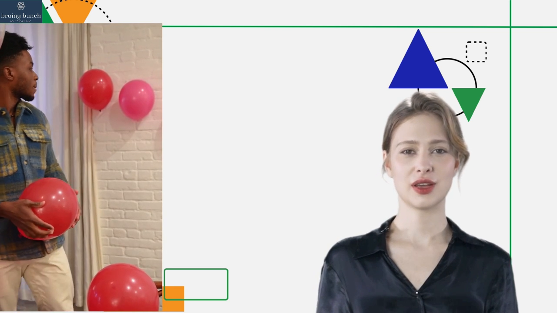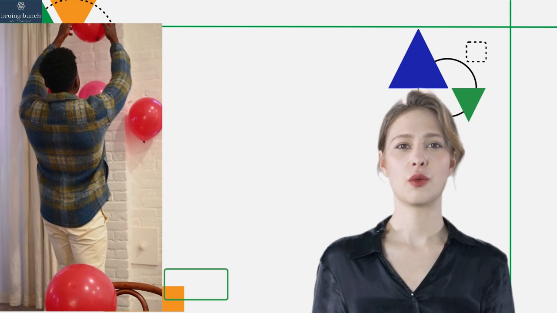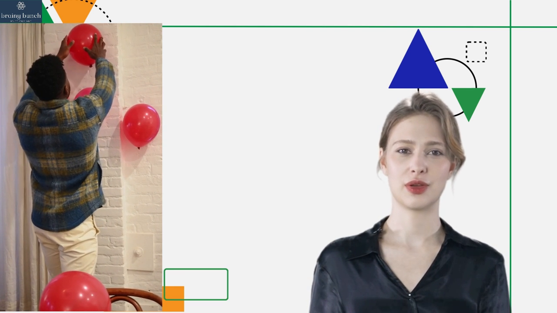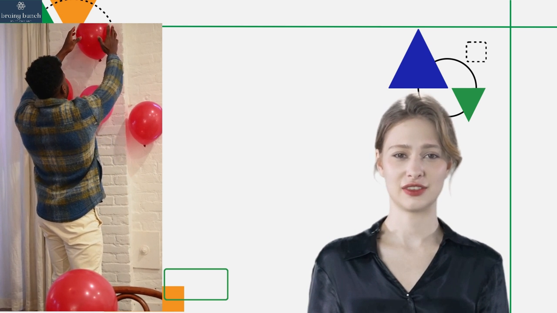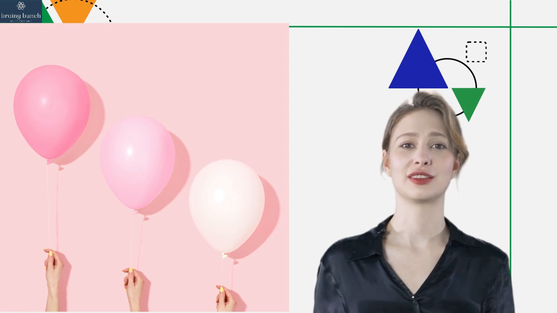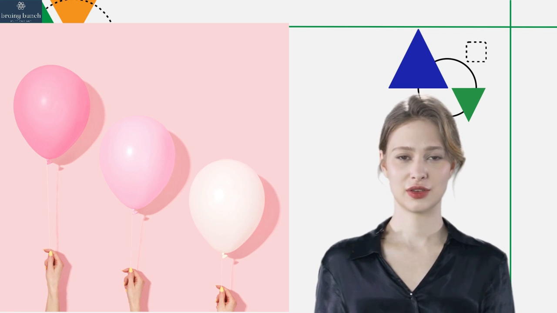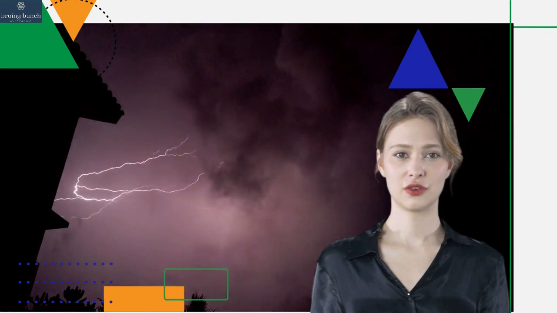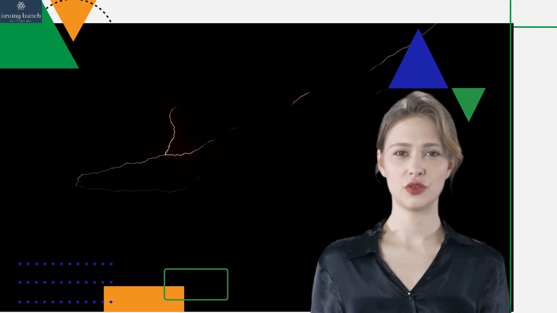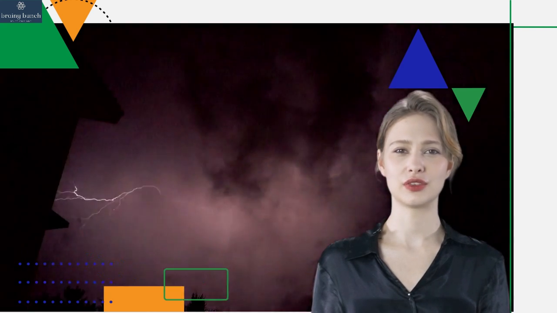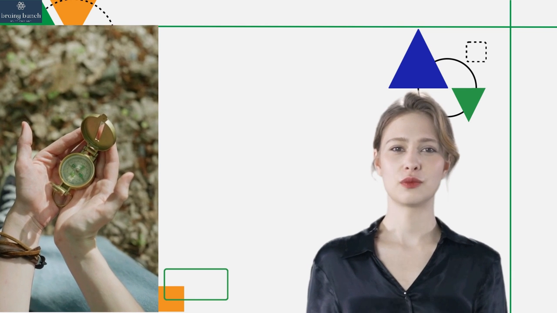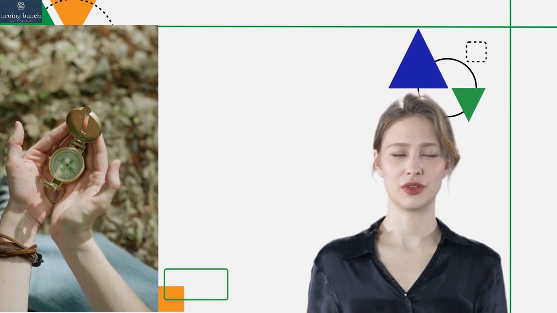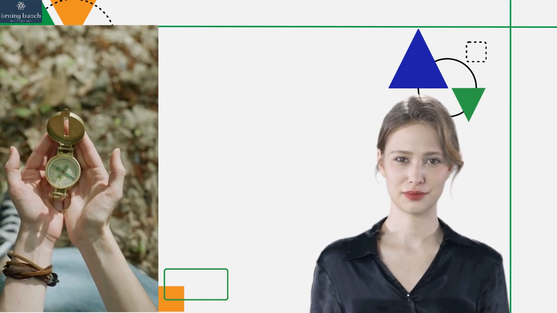Imagine you have a balloon, now rub the balloon on your hair, what happens? The balloon sticks to the wall. This is because the balloon has an electric charge and the wall has no charge, so they stick together. The lightning that you see during thunderstorms is actually a giant spark caused by the buildup of electric charges in the atmosphere, and the reason a compass points north is because it aligns with the Earth's magnetic field.